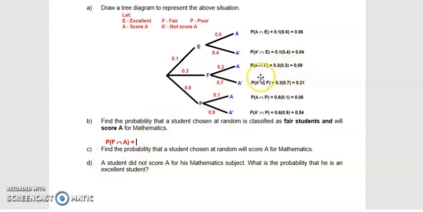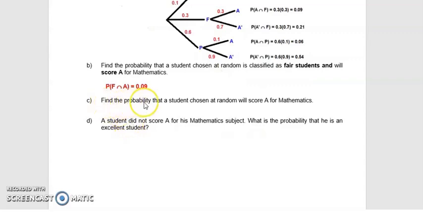So what is the probability? 0.09. Since you already show your calculation here, there is no need to write 0.3 times 0.3 again. If you want to write your final answer directly, no problem. If you want to write this way also, no problem. Since we already show all the calculations in the three diagrams, if you write your final answer like this, it should be no problem.